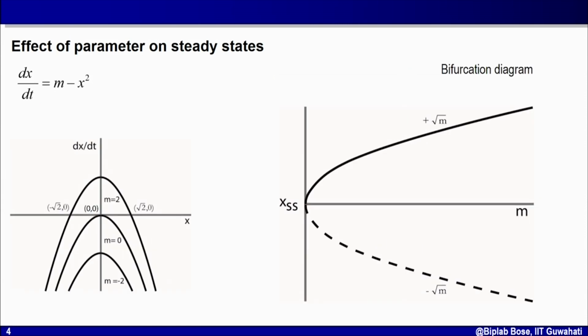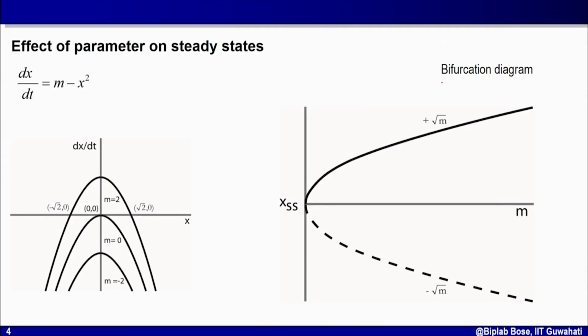There is a better way of representing the same thing. That's what I have drawn here, and this type of plot is called bifurcation diagram. What you do in a bifurcation diagram, you take the parameter which is showing this type of effect, for example in this case m, on the horizontal axis, and the steady state values of x, the dependent variable, on the vertical axis, and you try to plot.